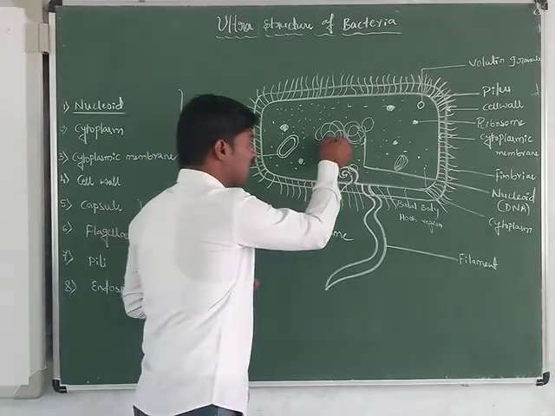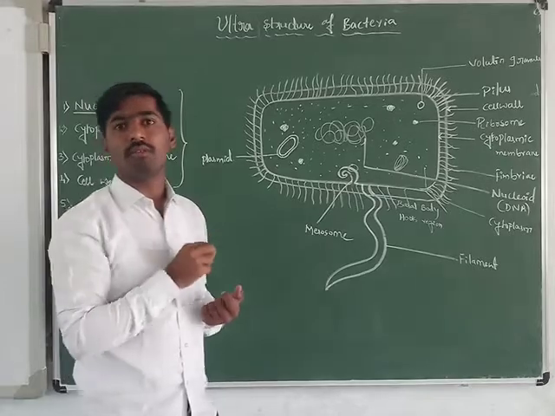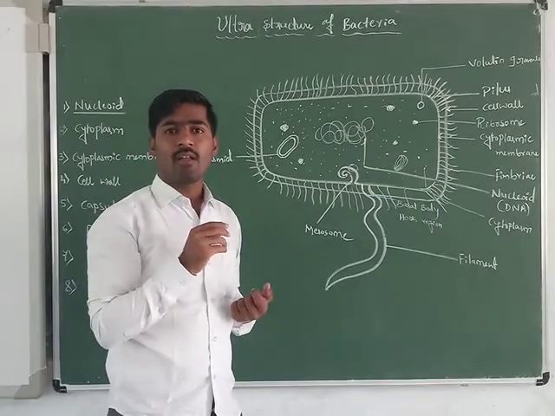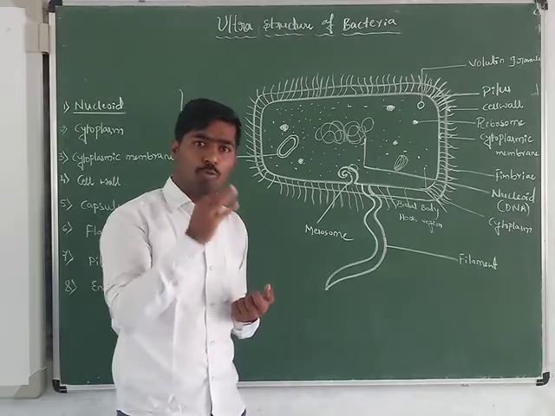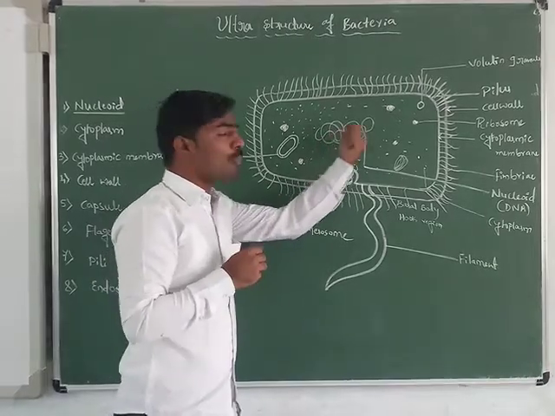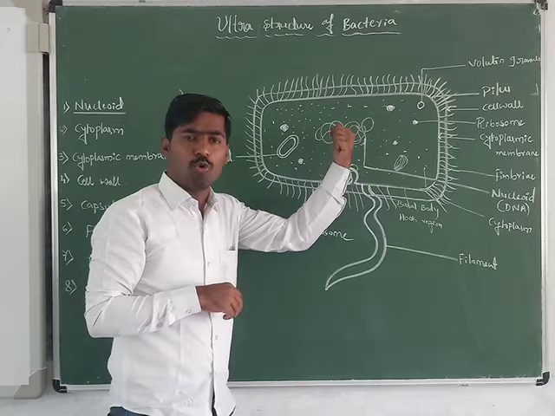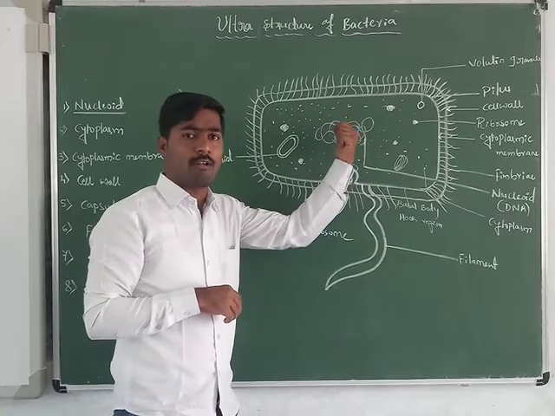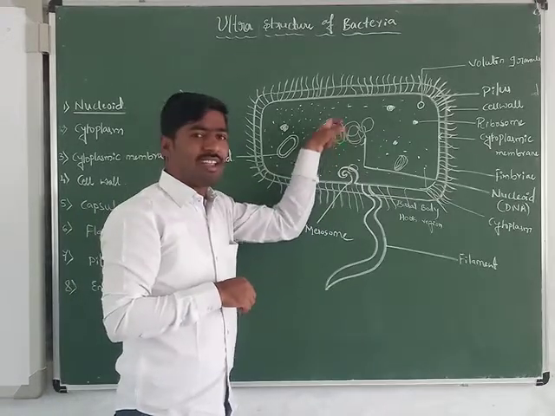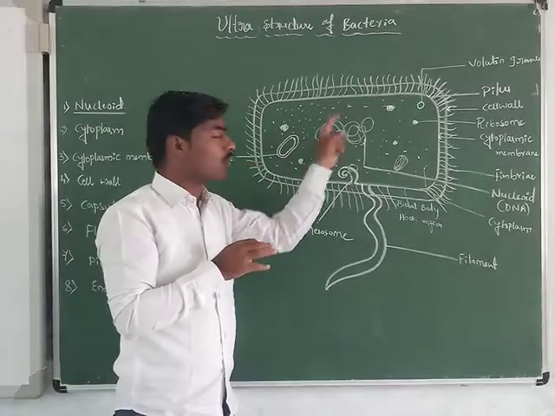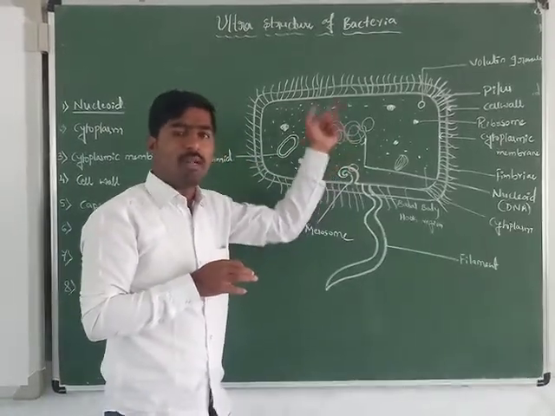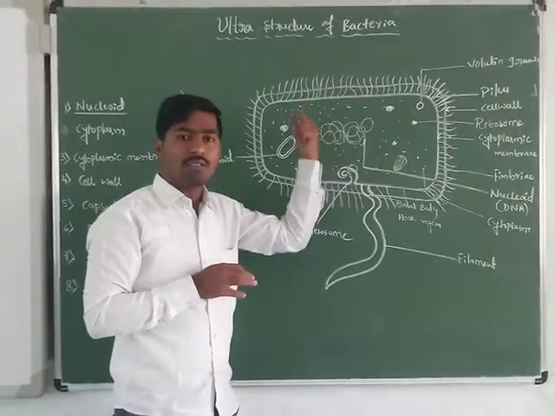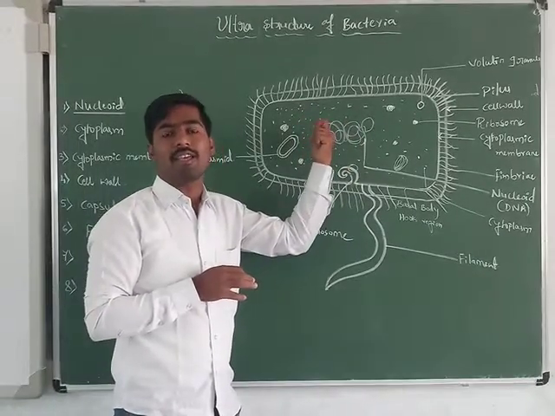Idu length eshtide, 1 mm long length ide, long structure ide, and when it is condensed it is loop and supercoiled. Supercoiled nature alli mix agi idbidutte. Nuclear membrane is absent irutte, nucleolus absent irutte. One bacteria cell alli one single double stranded DNA ಮಾತ್ರ ಇರುತ್ತೆ.